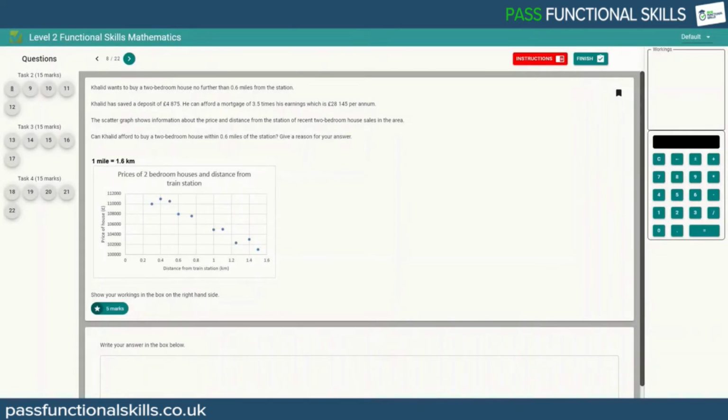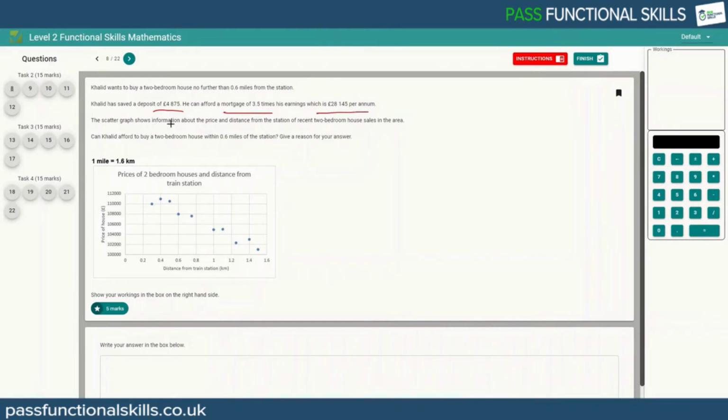We're told that Khalid wants to buy a 2-bedroom house no further than 0.6 miles from the station. We're also told that he's saved a deposit of £4,875 and the mortgage he can get is 3.5 times his annual salary.